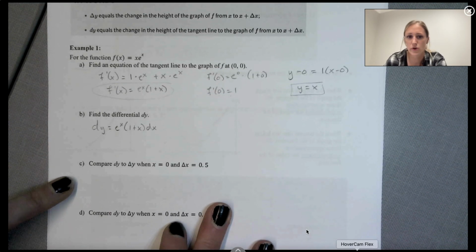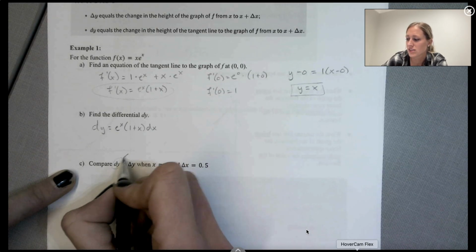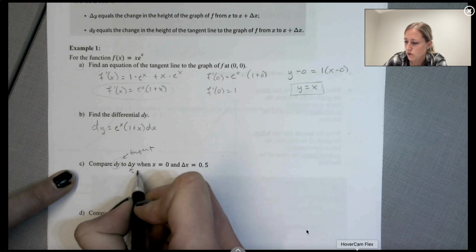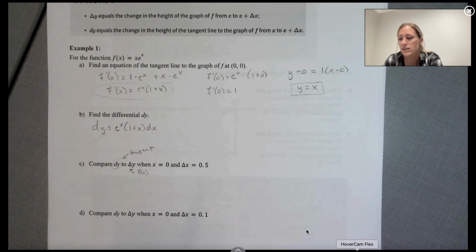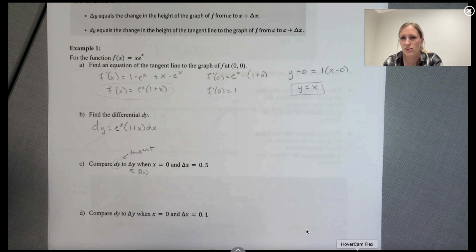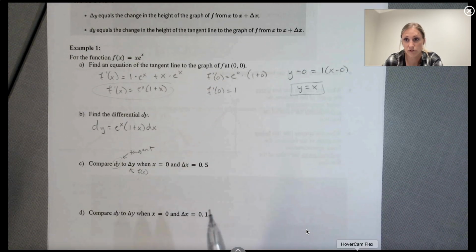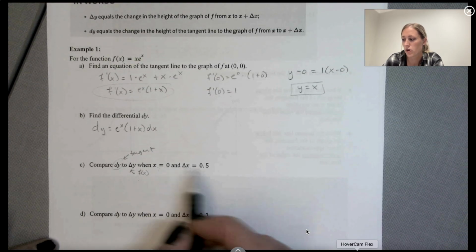Now we're asked to compare dy to delta y. Remember, dy has to do with the tangent, and delta y has to do with the actual function. They're both changes in the vertical height, but one refers to the tangent line and the other to the function. Basically we're asking how far off the tangent line is from the actual function when we change x from 0 to 0.5.